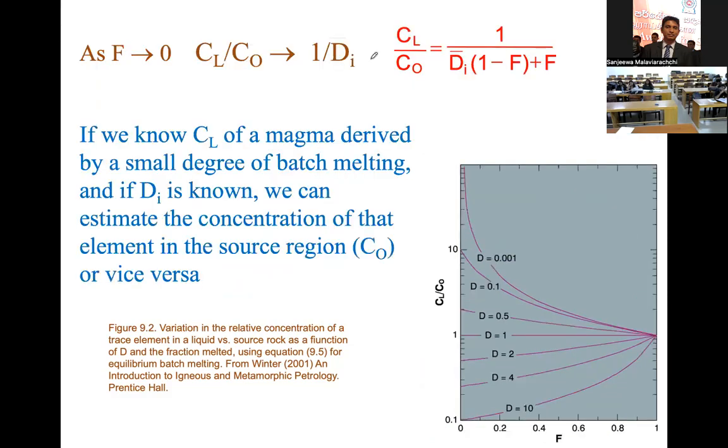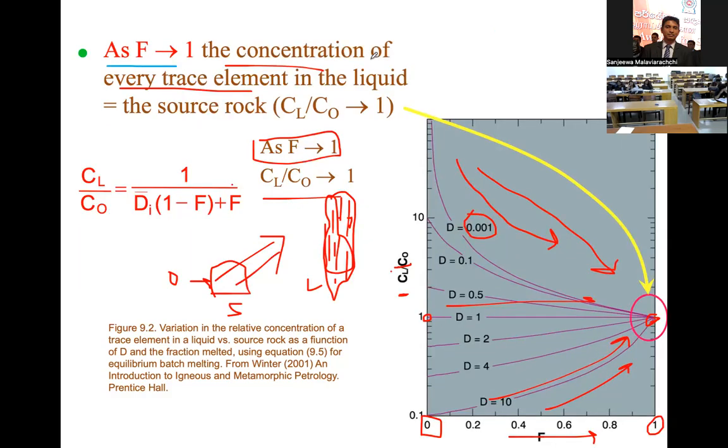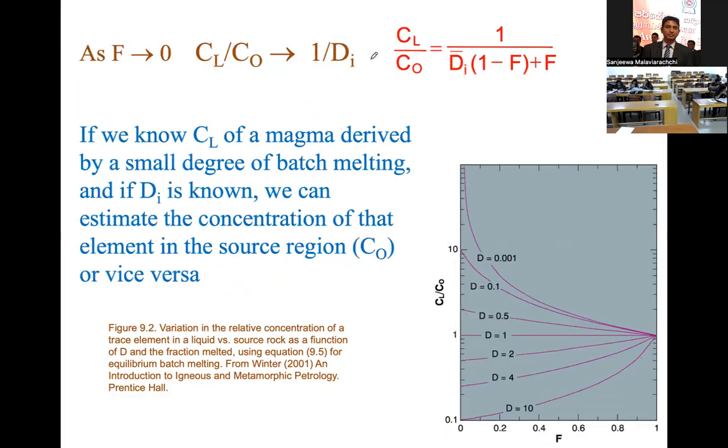So this is a melting equation. If you consider 0 degree of melting, that means F equals 0, if there is no melt produced, then in this equation you can put 0 here. Then this equation reduces to 1 over D.